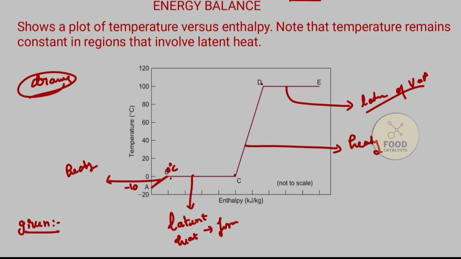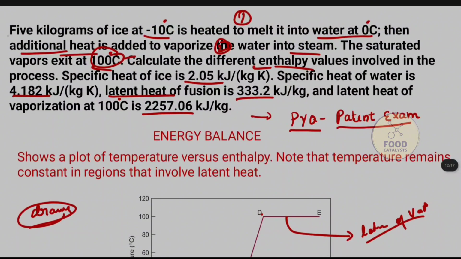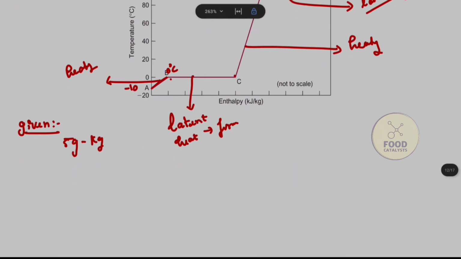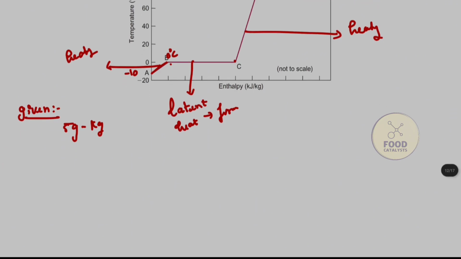So now you know all the values and all that is given. What is given is 5 kilogram of ice; all the other things are mentioned here. Let's solve the question. Before solving, I need to divide this question into 4 zones because of the difficulty. The first zone is AB, the zone from A to B. So I am calculating the enthalpy for the temperature difference between A and B.